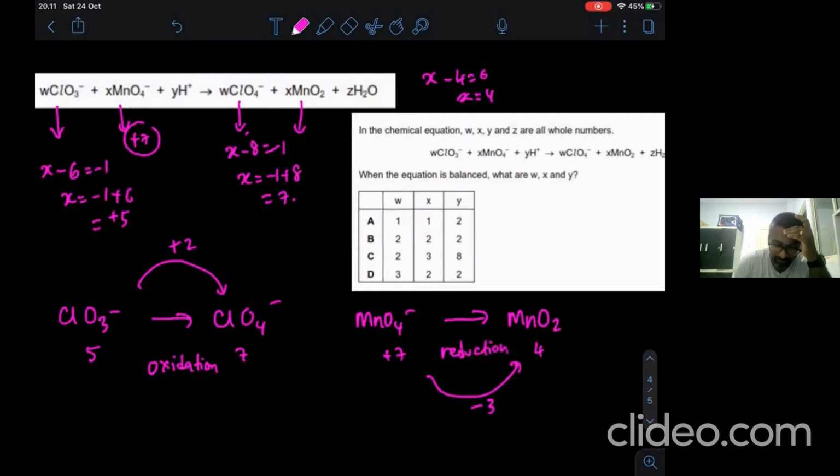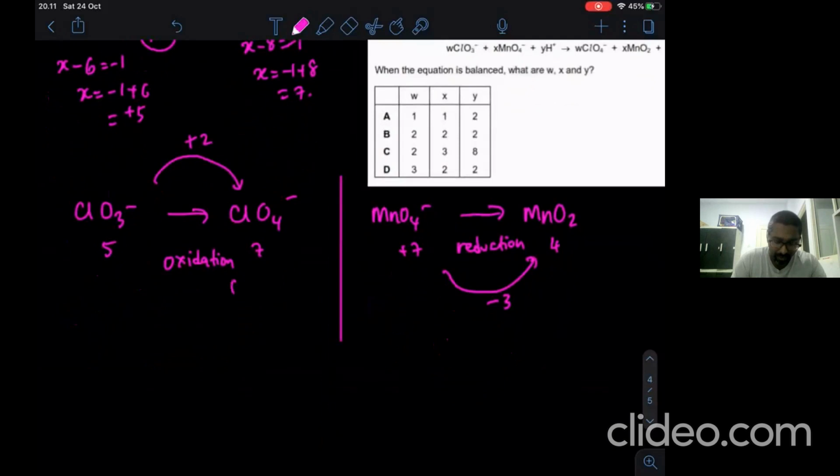Now, the next step is to relate with the electrons. Oxidation, OIL RIG, so it's going to be loss. Loss of how many electrons? So please take note, this is 1 mole. So 1 mole of Cl, 1 atom of Cl, they will lose 2 electrons. Loss. This is 1 mole, so no problem, it's quite easy. 1 mole of Mn, they will gain how many electrons? They will gain 3 electrons.